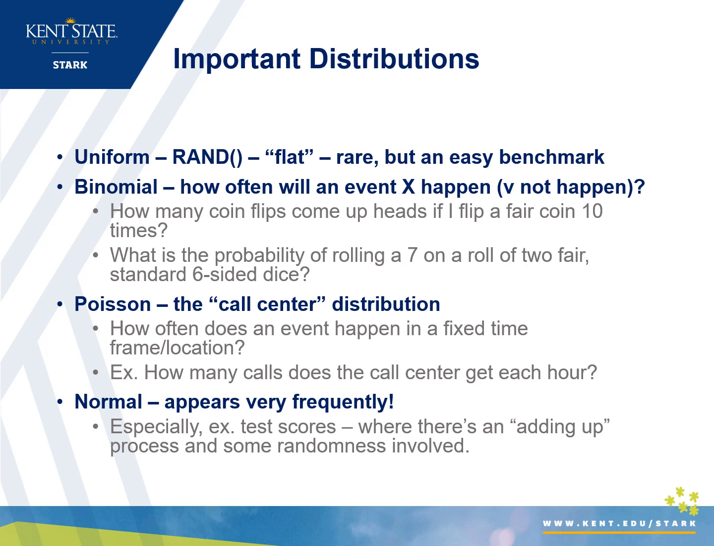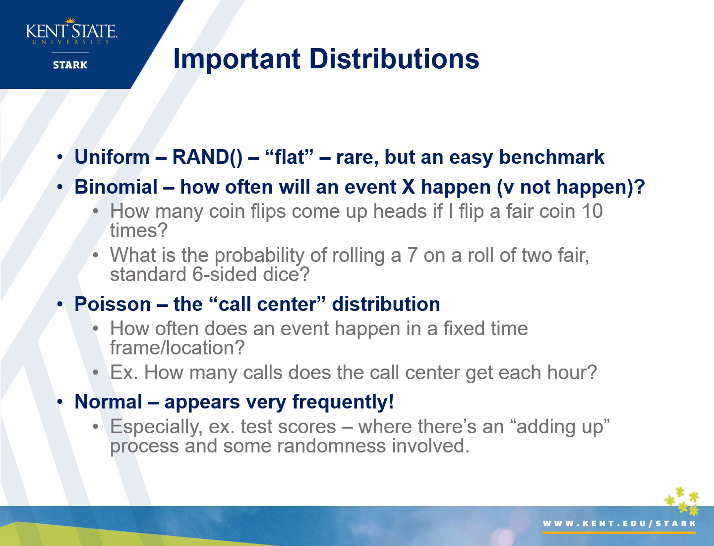The third distribution is Poisson, what I call the call center distribution. Here the question is how often an event will happen in a fixed time frame or a fixed location. So if you look at the distribution of phone calls a call center receives each hour, it tends to have this distribution, as does the number of trees per acre over a large area.